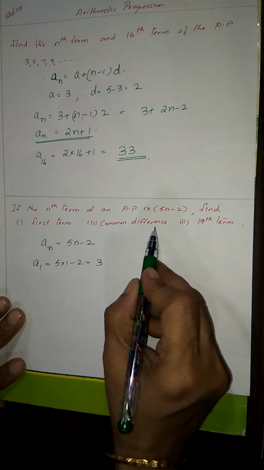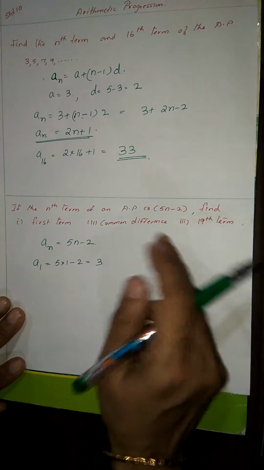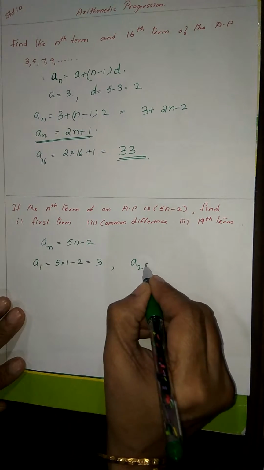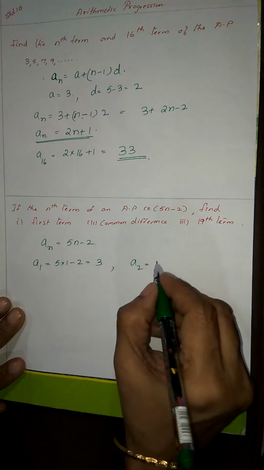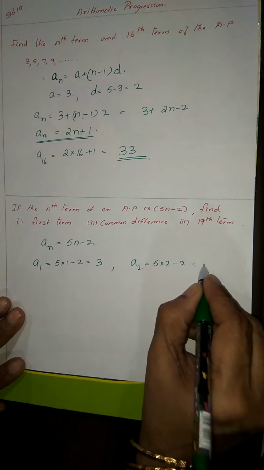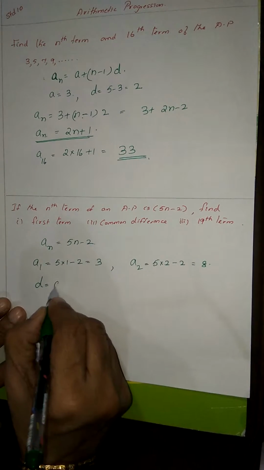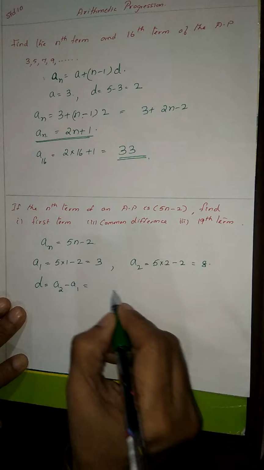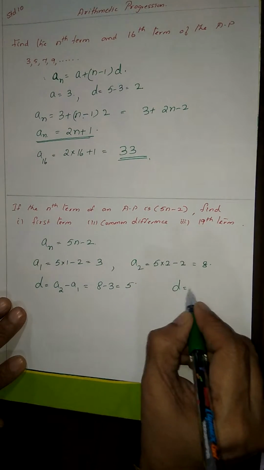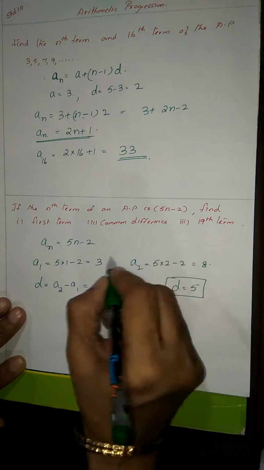Now we have to find the common difference. To find the common difference, you need the second term. So second term minus the first term, you get the common difference. So we will find now a2 is equal to, again you substitute n is equal to 2 here. So 5 into 2 minus 2, that is 10 minus 2 is 8. Now common difference d is equal to a2 minus a1, that is 8 minus 3 equal to 5. So you have d is equal to 5. You have the first term a1 is equal to 3.